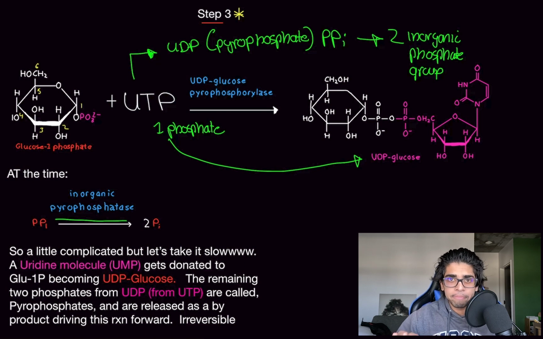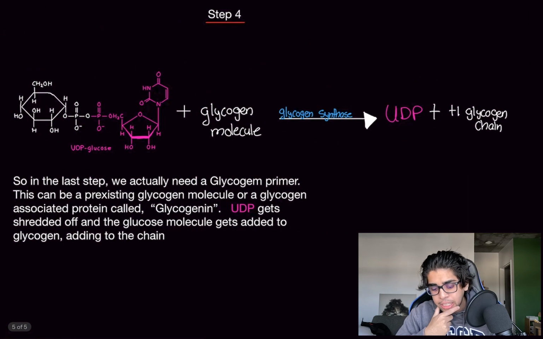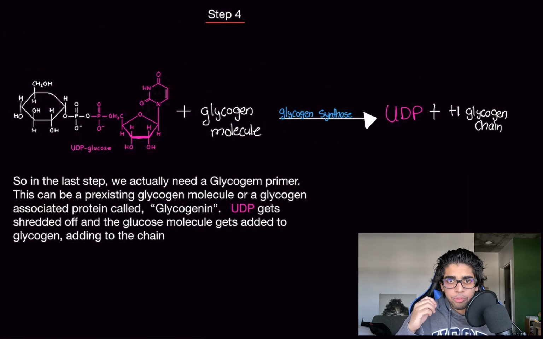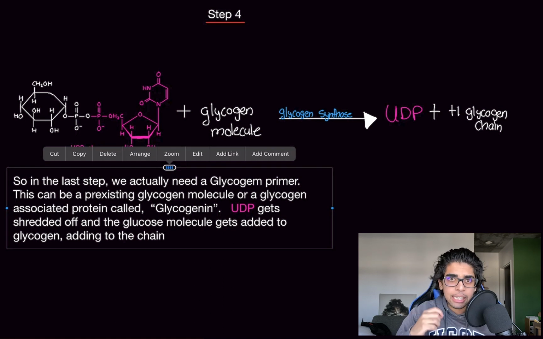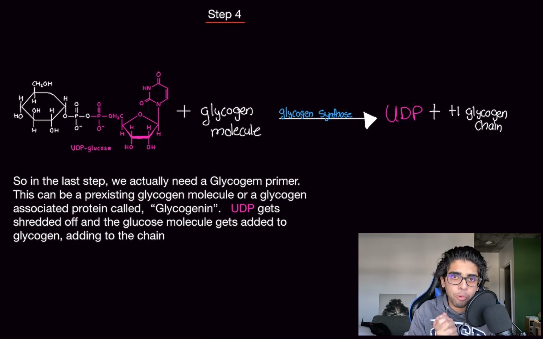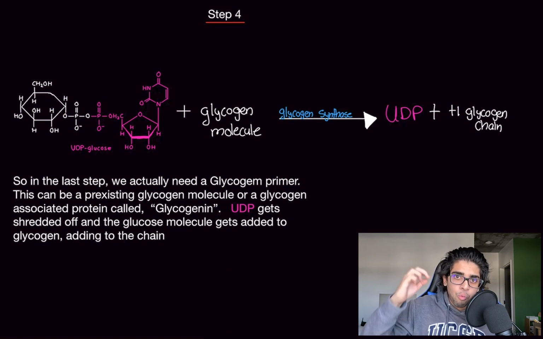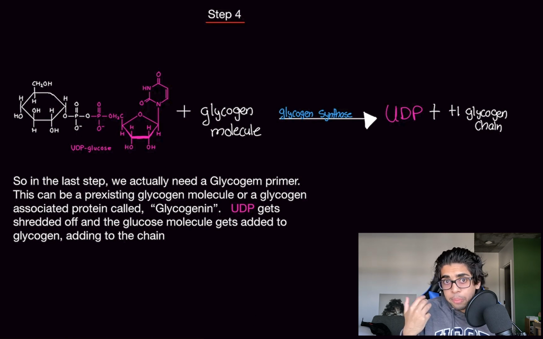That's it. We're done. So honestly, that's the hard part of it, right? If you can get this, you basically know glycogenesis. So the last step is we're going to take the UDP glucose molecule we have just made, and combine it with an original existing glycogen molecule. So it needs a primer for this to actually happen. To actually add on to glycogen and make more glycogen, we need a pre-existing glycogen molecule. So it's called a primer.